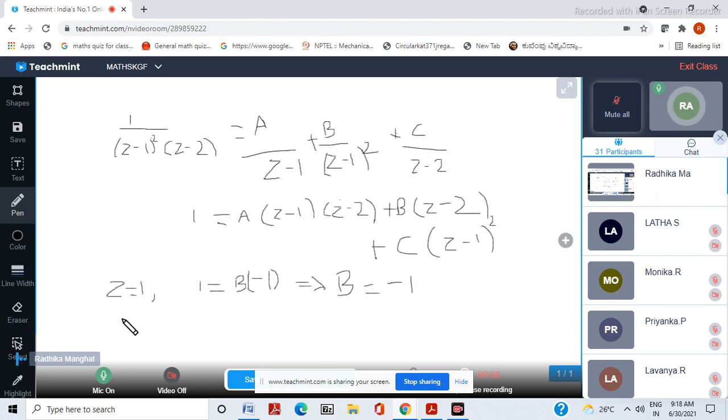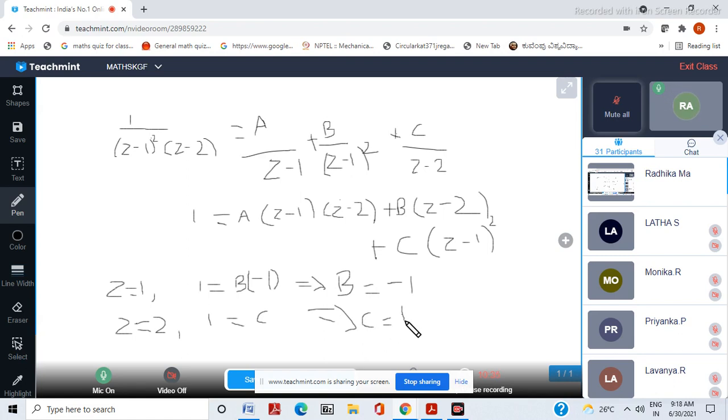Then next what should we give? Z equal to 2 we can give. When you give Z equal to 2, 1 equal to, the A part will become 0, the B part will also become 0. Then C into 2 minus 1 all square is there. 2 minus 1 all square means 1 only. Then C we get equal to 1.